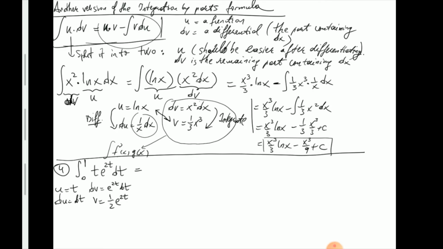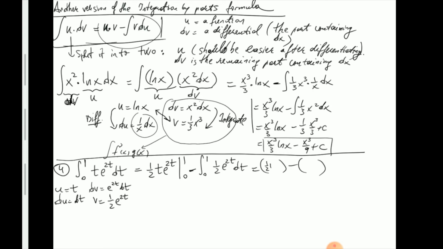In this case, if you prefer, you can handle the bounds at the end, and I'll do that myself sometimes. The bounds won't change. It's not like in a substitution in which you change the bounds of integration, so you don't have to worry about that. So you have u times v, which is 1/2 t e to the 2t between 0 and 1, minus the integral from 0 to 1 of v du, which is 1/2 e to the 2t dt. Sometimes I actually prefer to plug in the bounds right away, even before I do the second integral. It's really up to you.